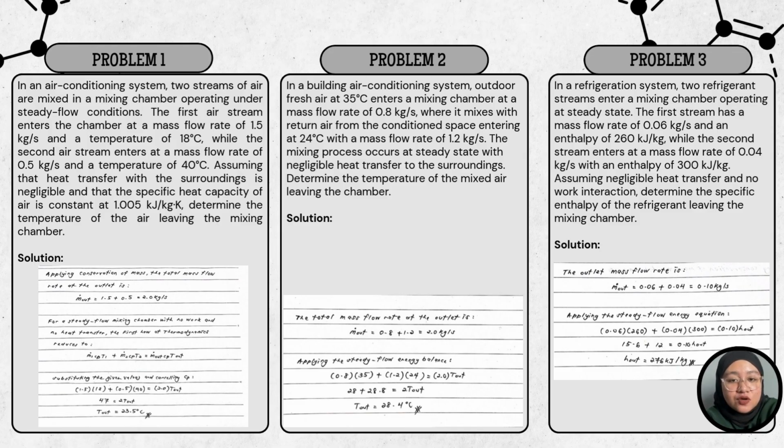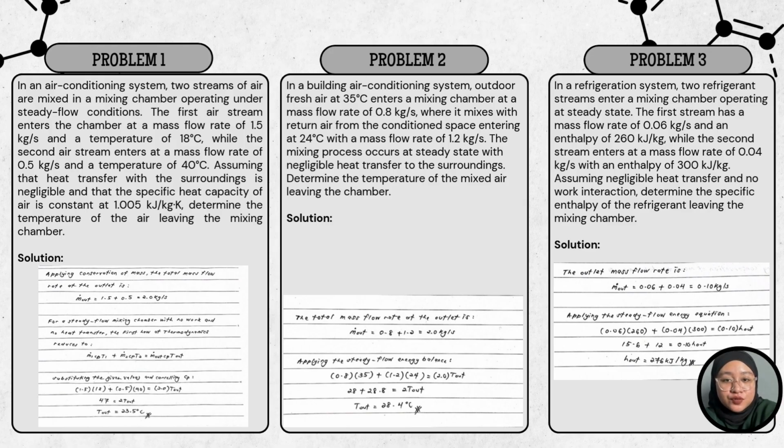Since Cp is constant and there is no heat transfer, we use the energy balance equation: m1 multiplied by T1 plus m2 multiplied by T2 equals m_out multiplied by T_out. Plugging in the numbers, we find the exit temperature is 23.5 degrees Celsius.